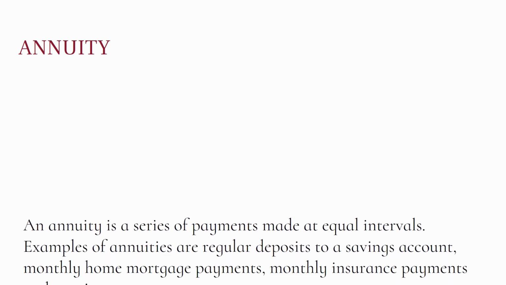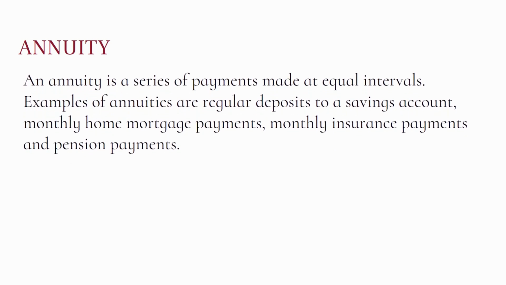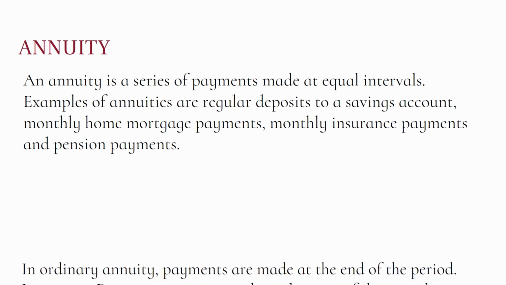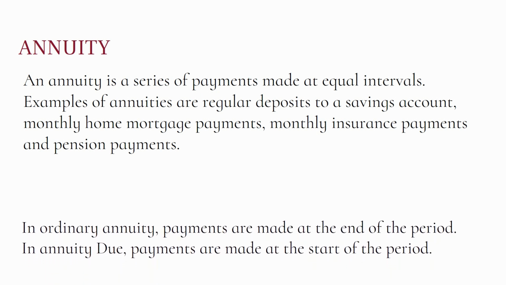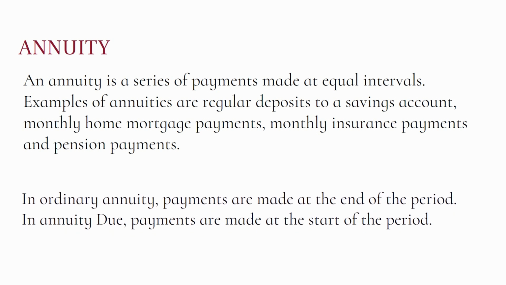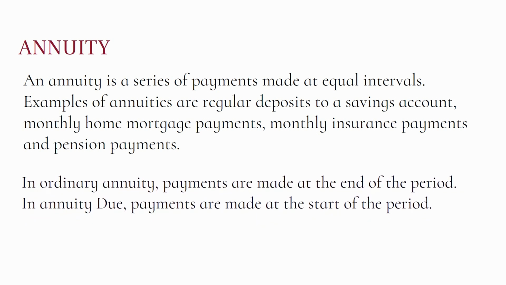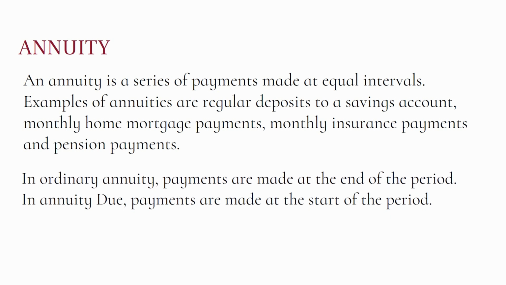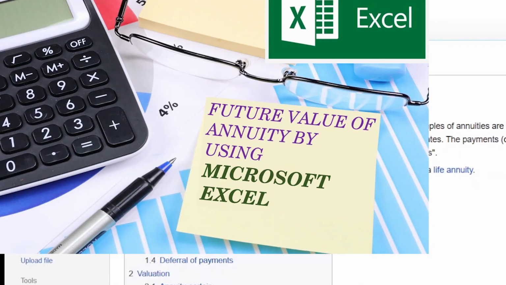The next example is about annuity. An annuity is a series of payments made at equal intervals. Examples of annuities are regular deposits to saving accounts, monthly home mortgage payments, monthly insurance payments, pension payments, and so on. Annuities are of two types, ordinary annuity and due annuity. In ordinary annuity, payments are made at the end of the period, and in due annuity, the payments are made at the start of the period. So let's solve the future value of annuity by using Microsoft Excel.